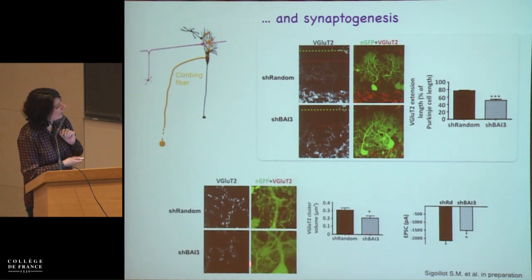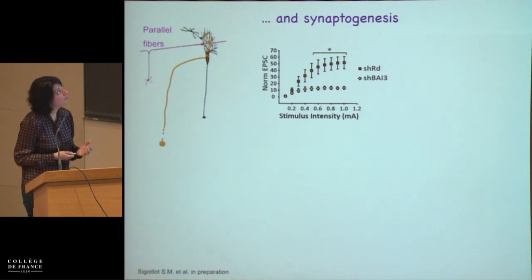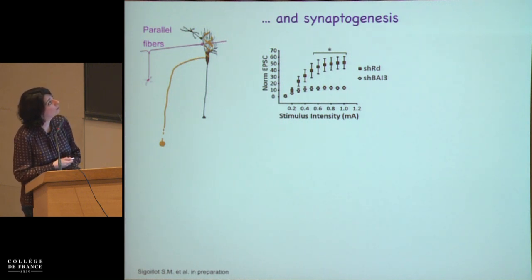We then also looked at the puncta for VGLUT2 in the situation where we knocked down BAI3 and in the control situation. Our morphological analysis showed a significant reduction in the volume of the VGLUT2 clusters when we knocked down BAI3. And electrophysiology experiments showed that the transmission between the climbing fiber and the Purkinje cells was affected when BAI3 was knocked down. What happens to the parallel fiber Purkinje cell synapses? Electrophysiology again showed a profound defect in the transmission from parallel fibers to Purkinje cells when BAI3 was knocked down.